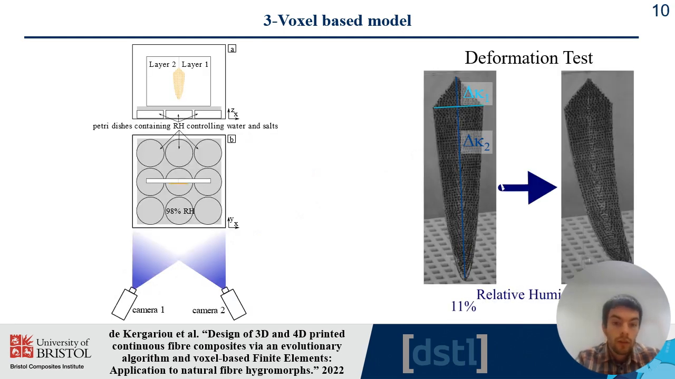So we define a specific setup for this test. Basically we use DIC, digital image correlation. We position two cameras to have a 3D deformation of the structures. We position our specimen in 98% relative humidity after conditioning it at 11% humidity. These two cameras were recording the position of different speckle patterns printed on the specimen, and therefore we're able to obtain the evolution of kappa 1 and kappa 2 as defined previously for the specimen test.